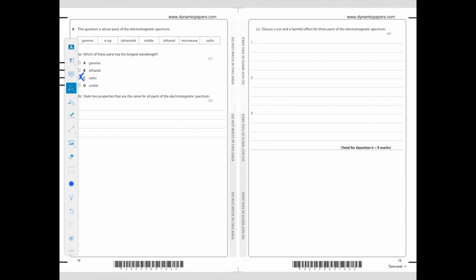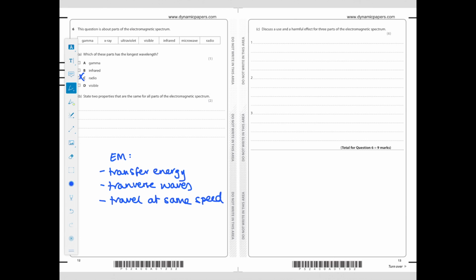State 2 properties that are the same for all parts of the electromagnetic spectrum. So remember, again on my guide, I say that EM waves all transfer energy. They're all transverse waves, and they all travel at the same speed in a vacuum. It's really worth learning these answers off by heart. So just pick any of those options here for the 2 properties.